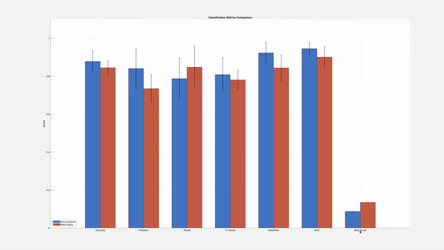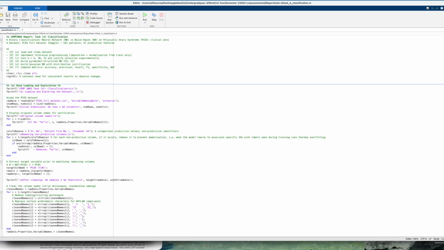The Brier score, which measures probability calibration, is 0.088 for neural networks versus 0.136 for naive Bayes. Lower is better as it indicates more accurate probability estimates. So the neural network gives more reliable estimates, not just correct classification. Therefore, the neural network performs better overall, but naive Bayes is more computationally efficient and has better recall, which matters depending on whether you prioritize speed, interpretability, or minimizing missed diagnoses. In conclusion, NN wins overall, but NB stays competitive despite its independence assumption.